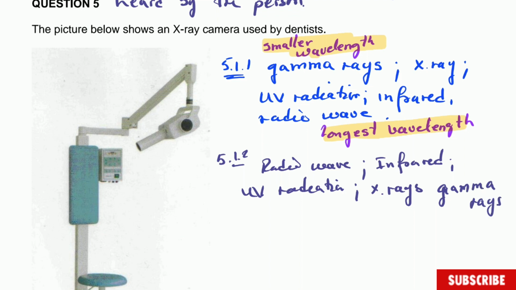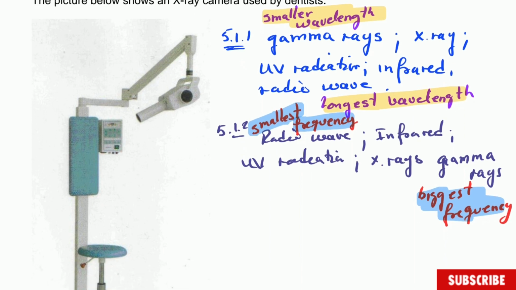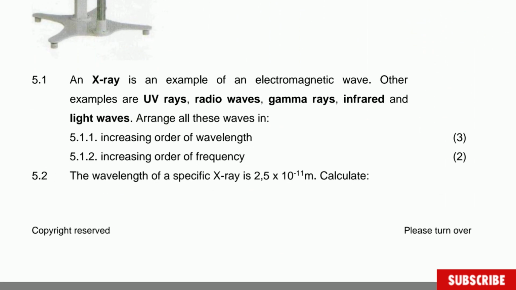Okay, and then in this case, guys, on this side we have the smallest frequency, and then at the end here we have the biggest frequency. Remember, these are not all the electromagnetic radiation. These are just the ones that they mention in this question.